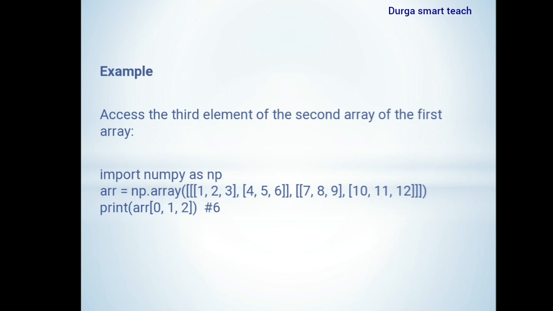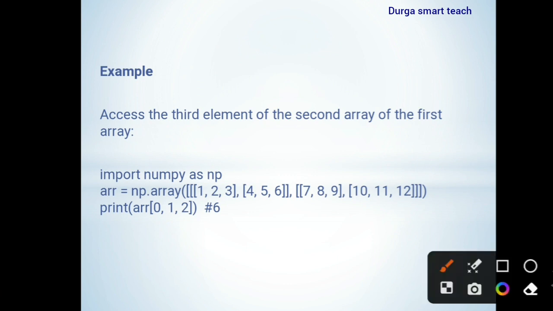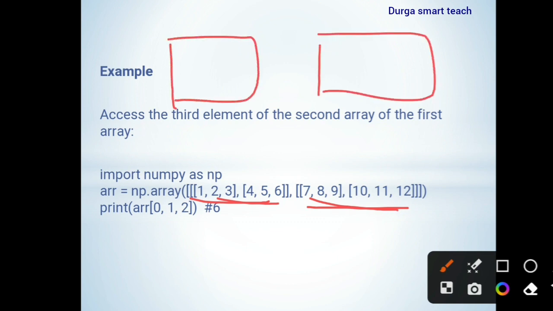A three-dimensional array is nothing but an array that contains two-dimensional arrays. This is one two-dimensional array, this is also one two-dimensional array, right? So here the number of two-dimensional arrays is 2. A two-dimensional array is used to represent rows and columns. Suppose this is one two-dimensional array. It contains 2 rows, and the number of columns is 3.